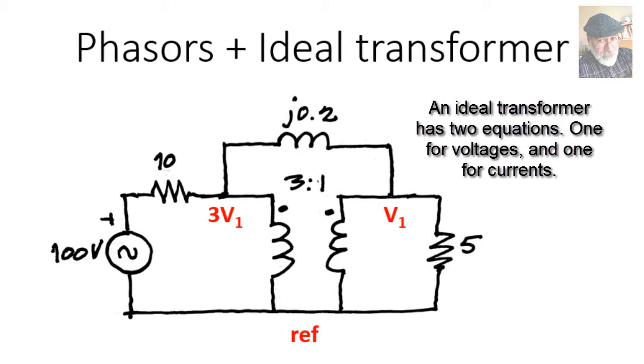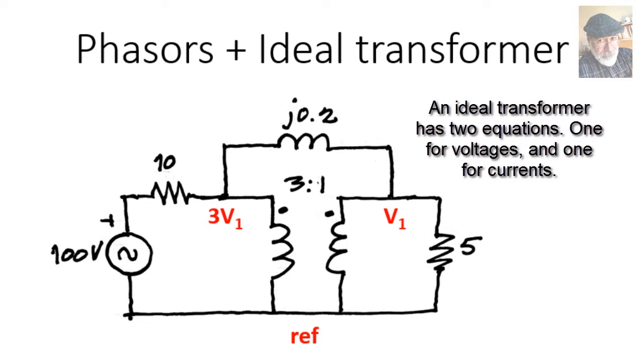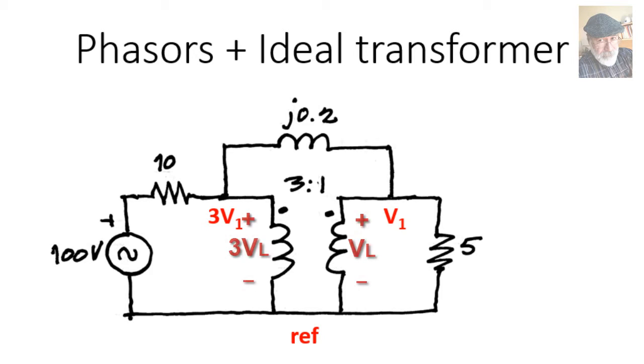There is more. An ideal transformer has two equations. One for voltages and one for currents. The voltage on the left is 3 times the voltage on the right, and then the current on the right is 3 times the current on the left. Currents entering the dot on one side, currents leaving the dot on the other side. That is a convention.